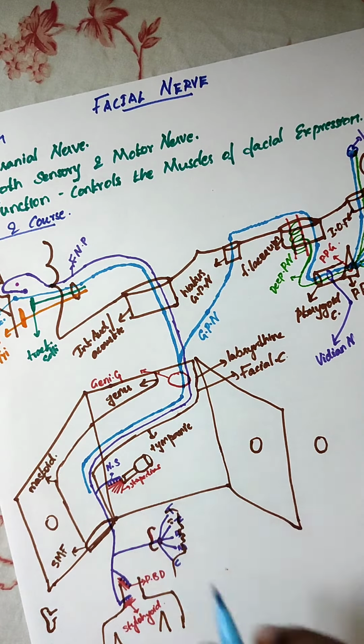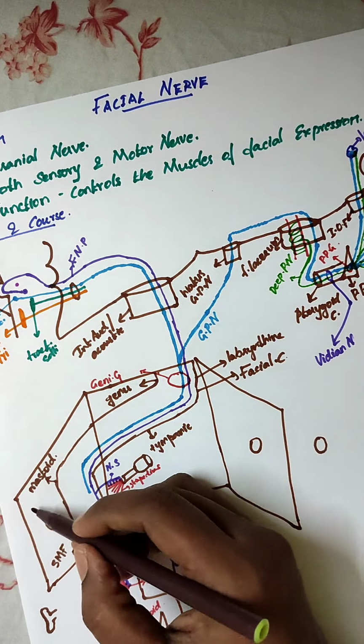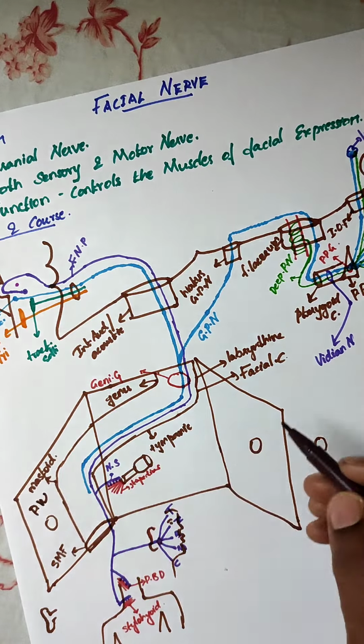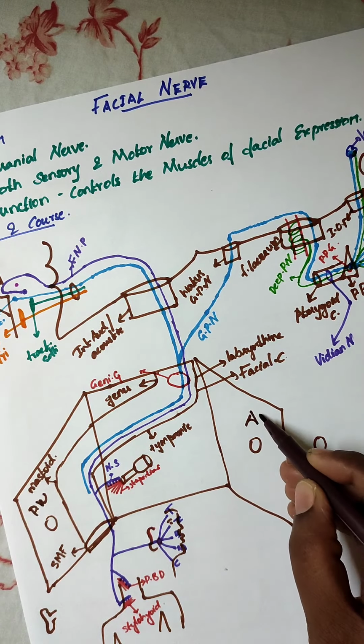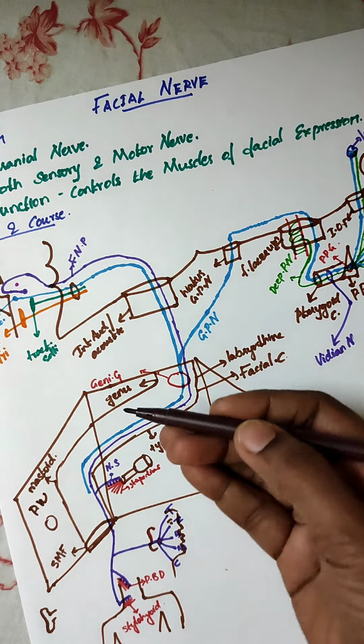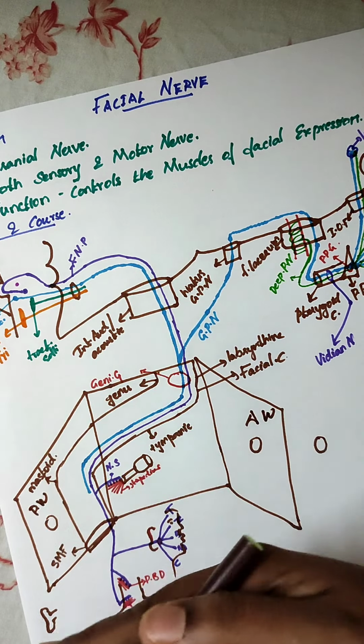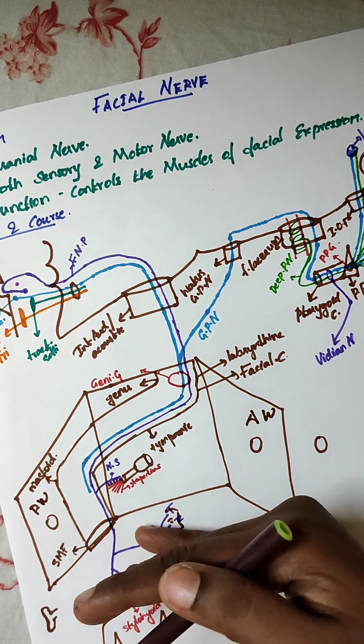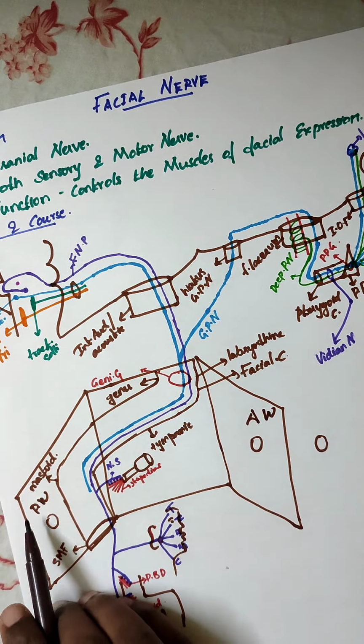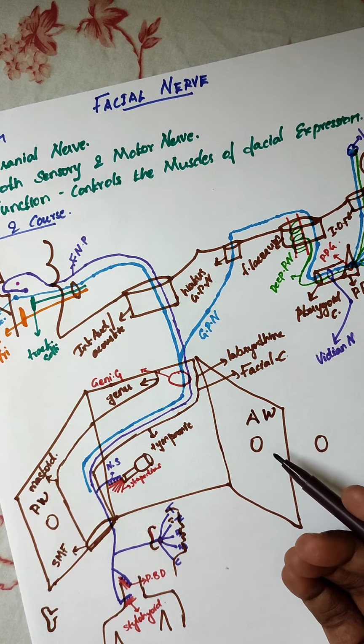So this is the posterior wall, and this is the anterior wall. Here comes the medial wall, in front the lateral wall, here the posterior wall and here the anterior wall.